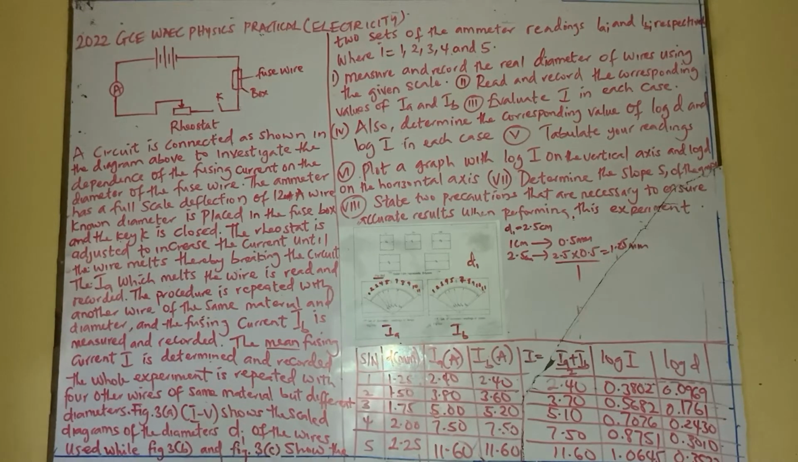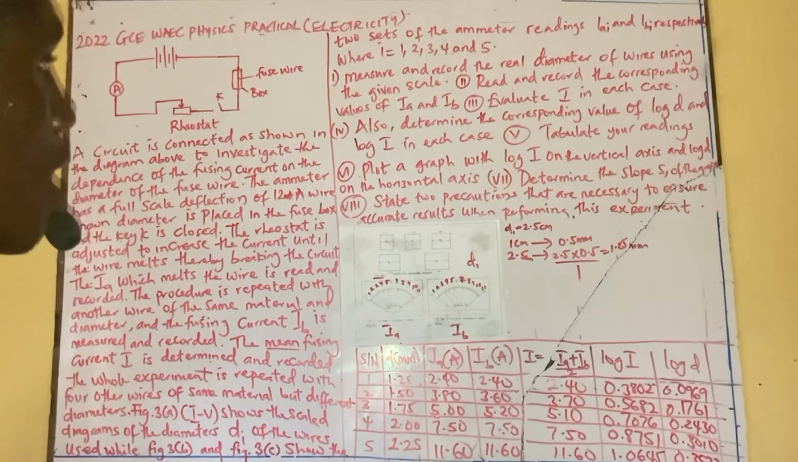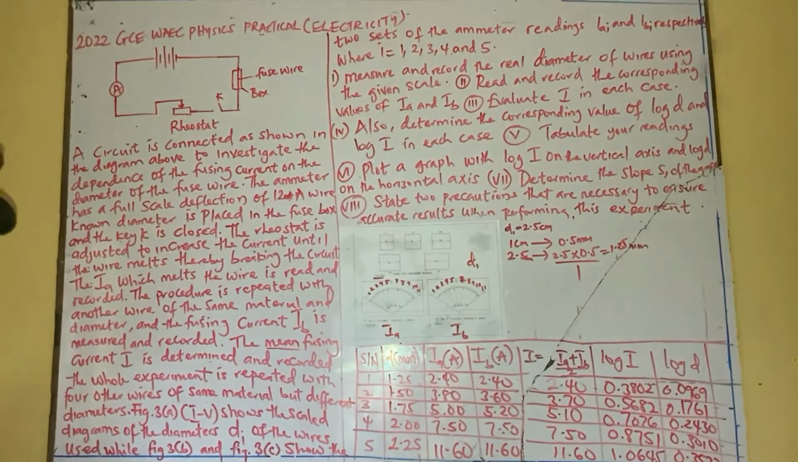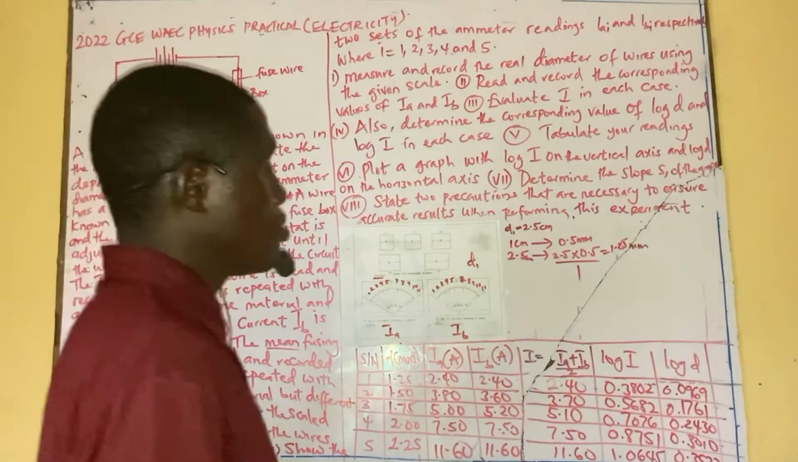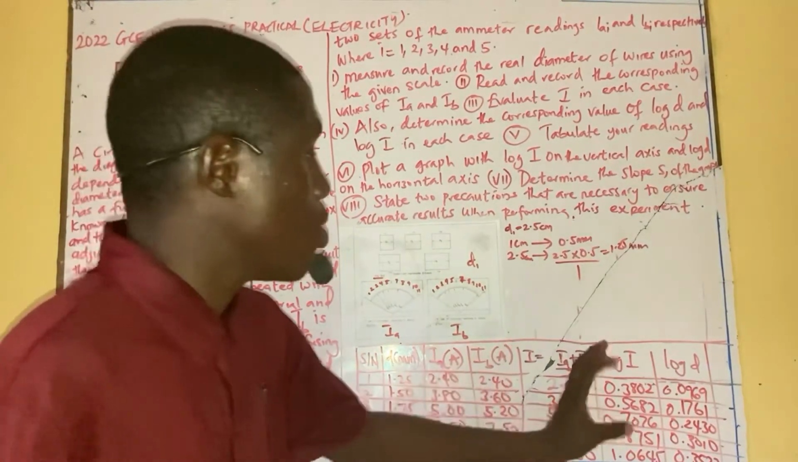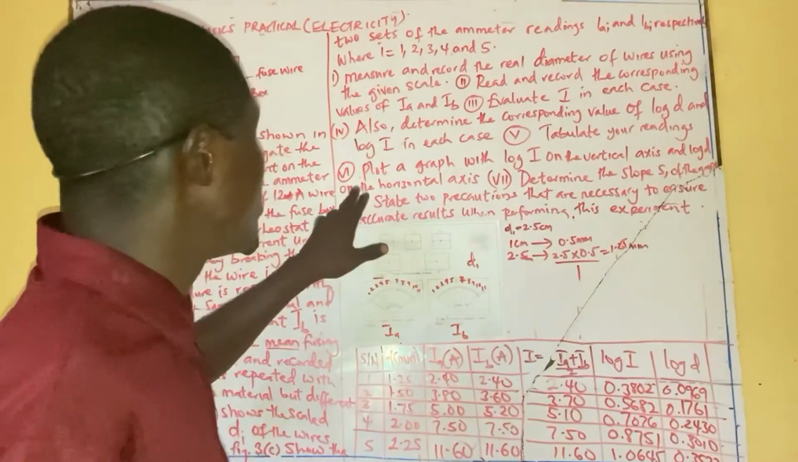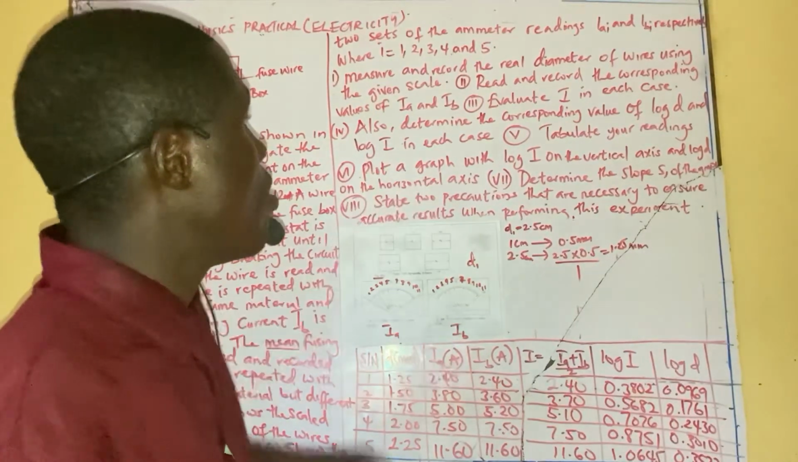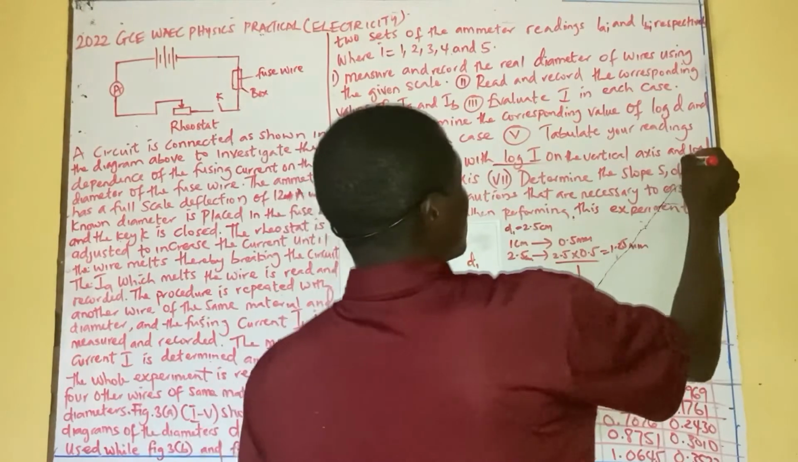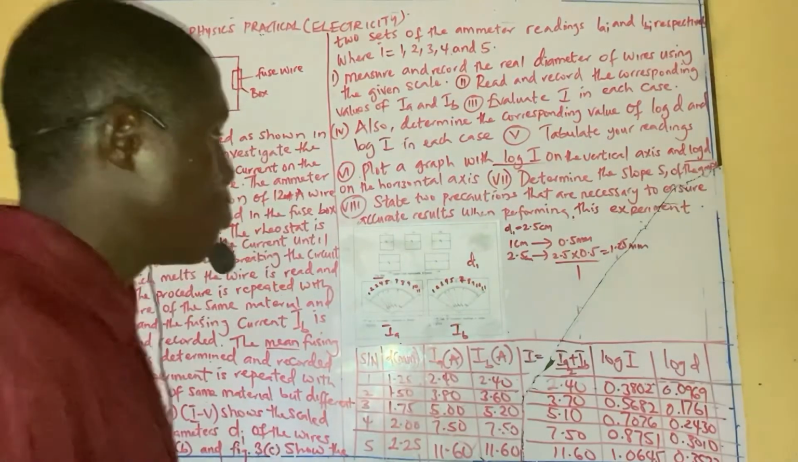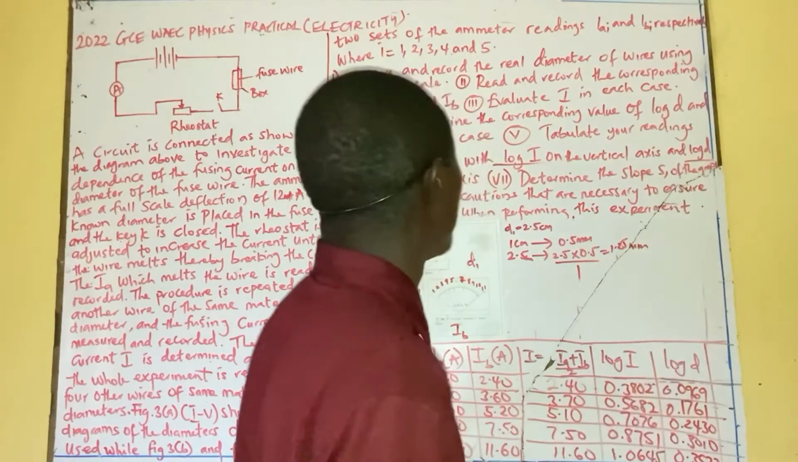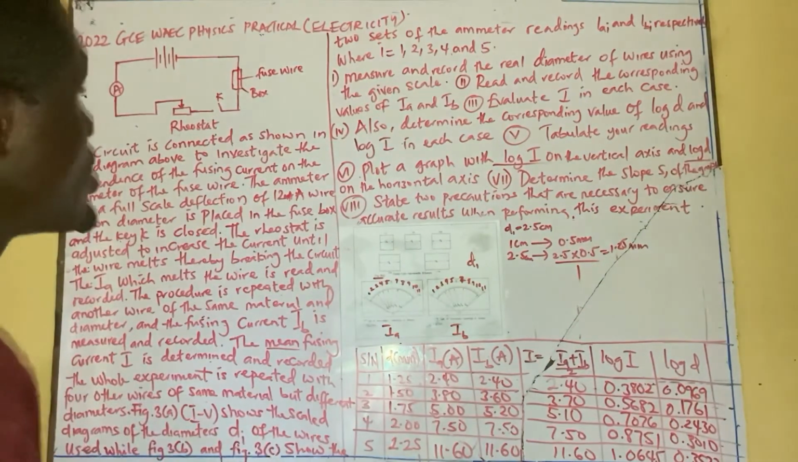Now, the next thing, before we can hang our graph banner or our graph book, we are going to know the value we are going to plot on the graph. The first thing is to analyze or bring out your plotted values. How do I bring out the plotted values? I go back to the question: plot a graph of log I against log D.